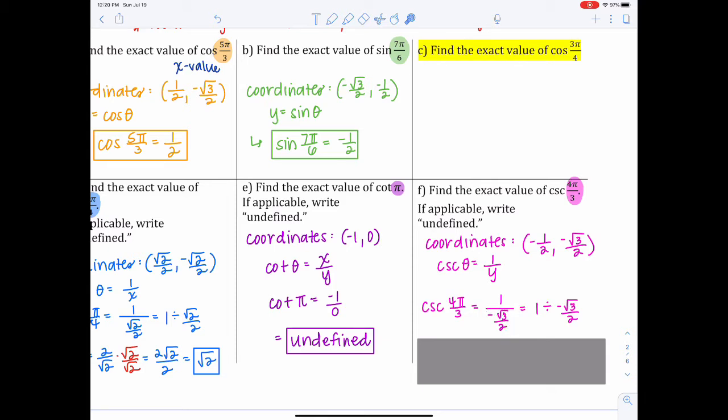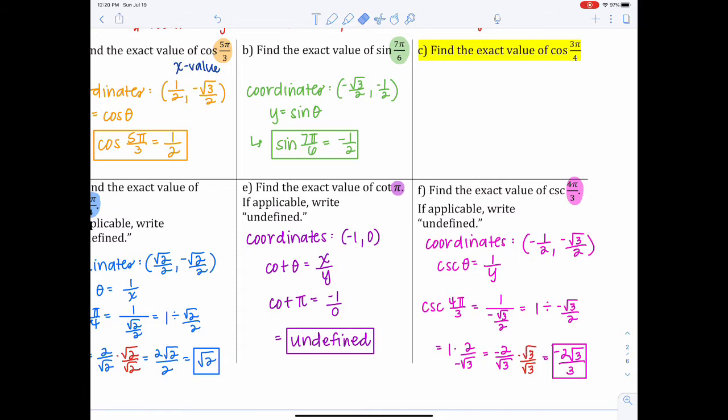Again, I like to write that as the horizontal division, so I have 1 divided by negative square root of 3 over 2. That becomes a multiplication problem. So we have 1 times 2 over negative rad 3. That becomes negative 2 over rad 3. Again, can't have radicals in the denominator. Multiply by rad 3 over rad 3 to rationalize it. So then we get our answer of 2 times the square root of 3 over 3 as our cosecant value.